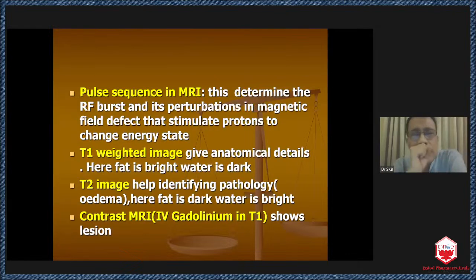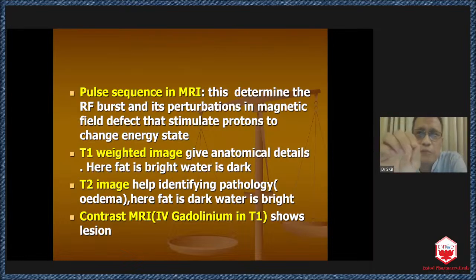Now, these are some terms used in MRI. Pulse sequence MRI. What is pulse sequence MRI? It determines the radiofrequency burst, which will displace the hydrogen ions present in the tissue. Depending on the amount of hydrogen ions displaced, it will release energy when it returns to the original position, and that energy is displayed in a particular scan.